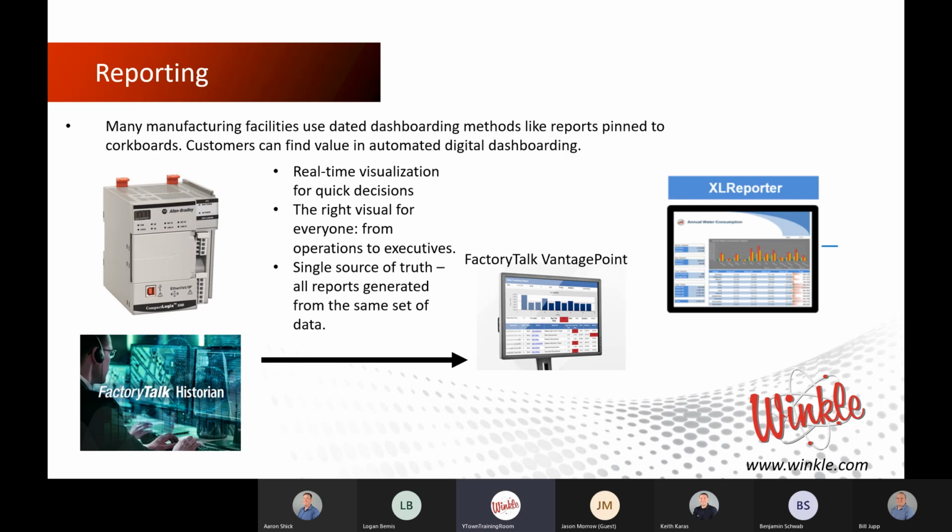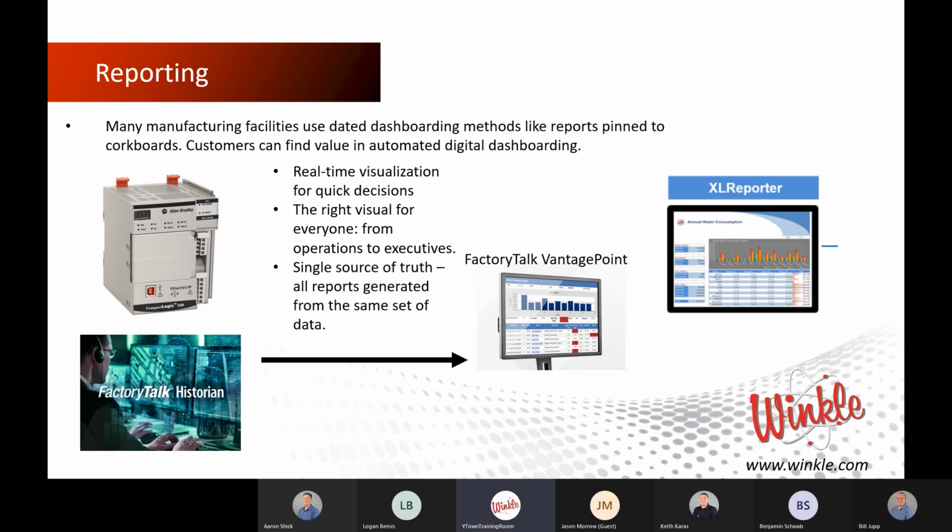So here's just kind of a general overview of some of the products that we have in here. Not just Rockwell, there's Vantage Point, but many manufacturing facilities use data dashboarding methods like reports pinned to cork boards. Now that we have the Transaction Manager and the understanding of Historian, we can find value in automated digital dashboarding. So we can use real-time visualization for quick decisions. The right visual for everyone, right? From operations to executives. Single source of truth. All reports generated from the same set of data. So we have one place.